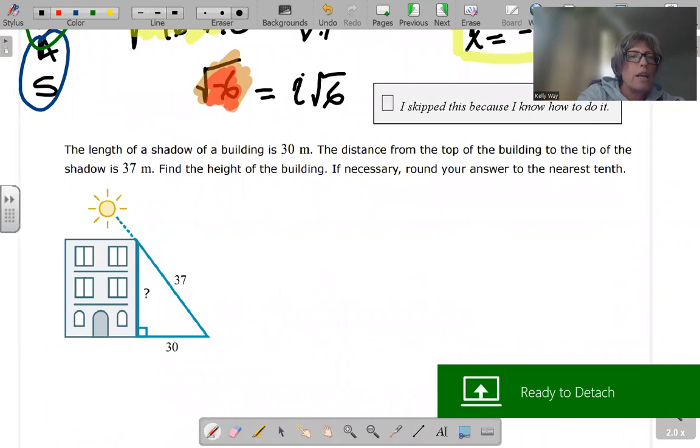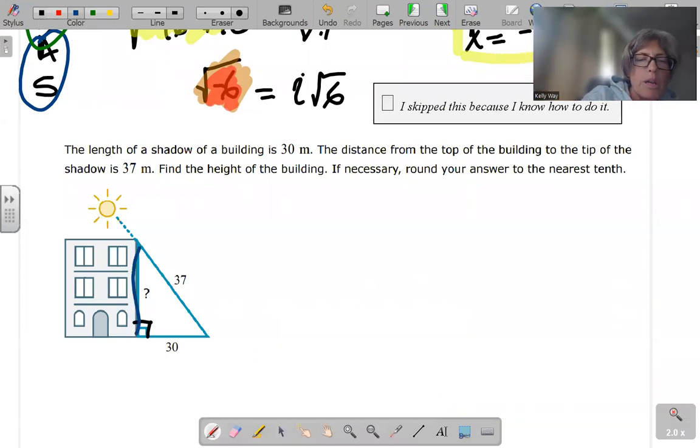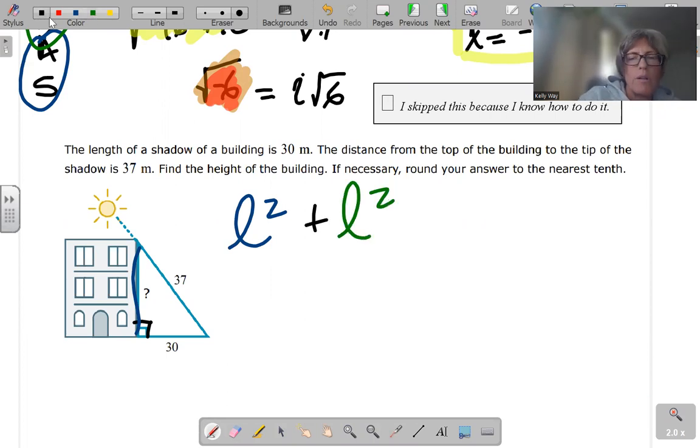So we take a look here, we have a right angle, and if you have two sides, need third side, Pythag. So right here, we're doing leg squared plus leg squared equals hypo squared. It's unknown squared.